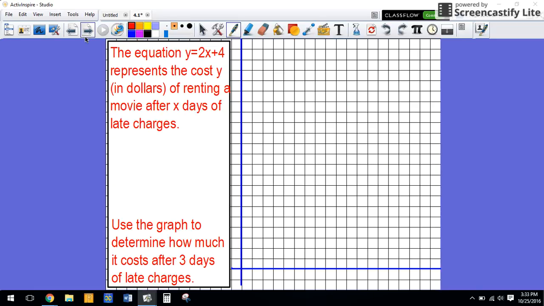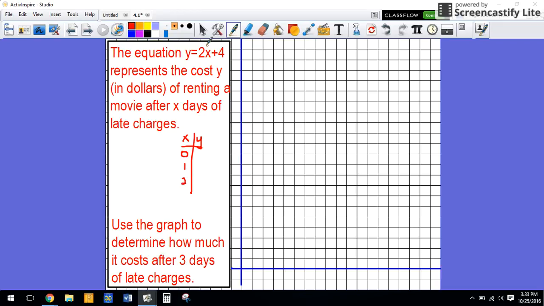Okay, last example here is a word problem. So in this situation, my y is representing dollars of renting a movie for x days. So I'm still going to make my table to solve this. But instead of using our typical x values of -1, 0, and 1, I can't use -1 because I can't have negative days. So in this situation, I'm just going to do 0, 1, and 2.